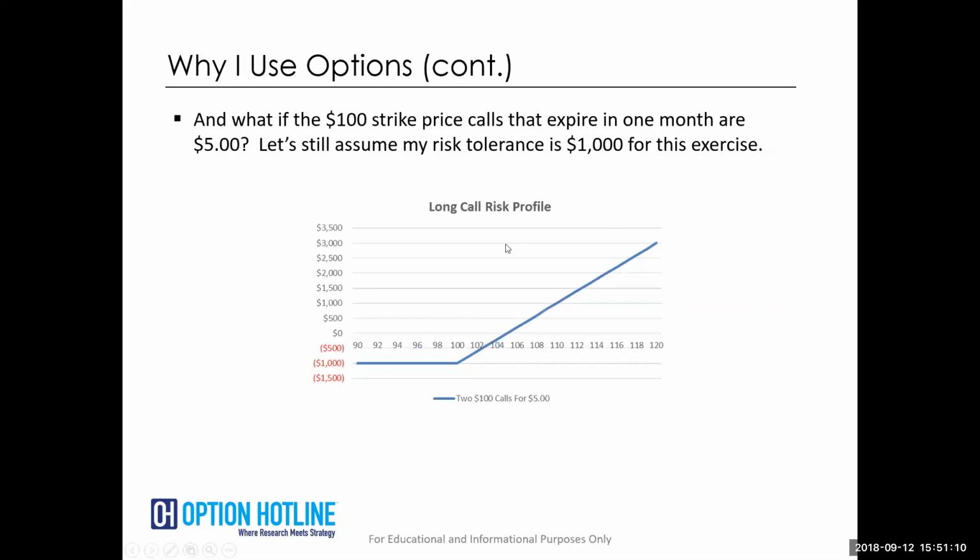So let's say, for example, that I'm looking at the same stock, and now I have these calls that expire in a month. It's the 100 strike. Gives me the right but not the obligation to buy stock for $100 at any point between now and expiration.